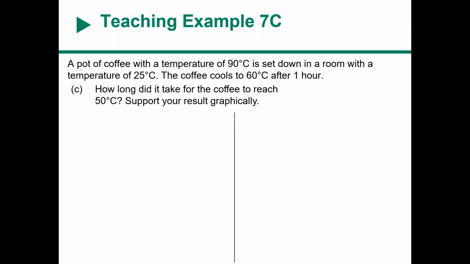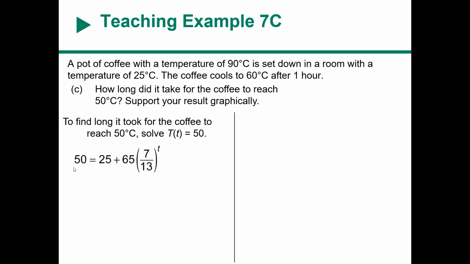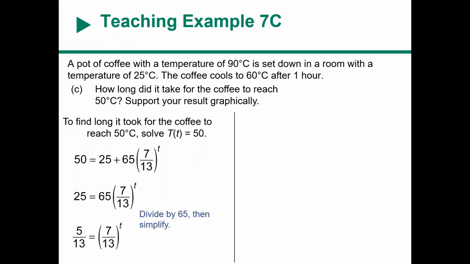Okay. And now, how long does it take for the coffee to reach 50 degrees Celsius? So we're trying to figure out how long is it going to take for the coffee to reach 50 degrees Celsius. Well, this time we are solving for t. So T of t equals 50. So 50 is going to equal 25 plus 65 times 7/13 to the t. And we're going to solve. So we subtract 25. Then we're going to divide by 65. Okay. And then we simplify.